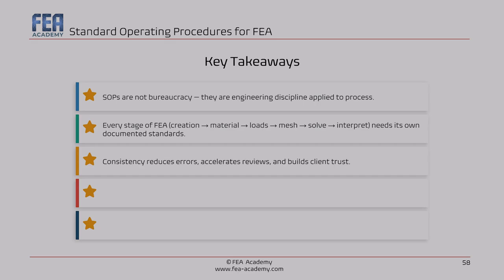Consistency reduces errors, accelerates review, and builds client trust. These benefits are measurable and they compound over time. Start small. The best SOP you will ever write is the one that gets used. A 1-page checklist, used consistently, beats a 100-page manual that lives on the server.